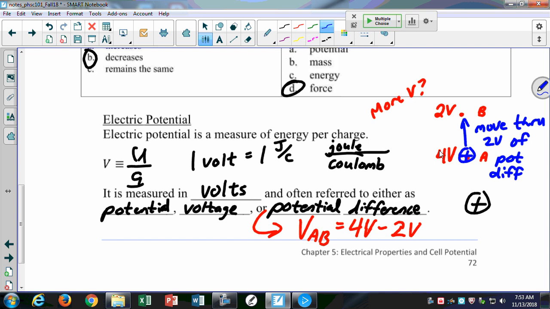Often we'll call that potential difference delta V is equal to 2 volts, because delta means a change in something. Okay? Again, an idea that's going to come up a little bit later when we're talking about potential in the cells. There are a lot of charges going on in the human body.